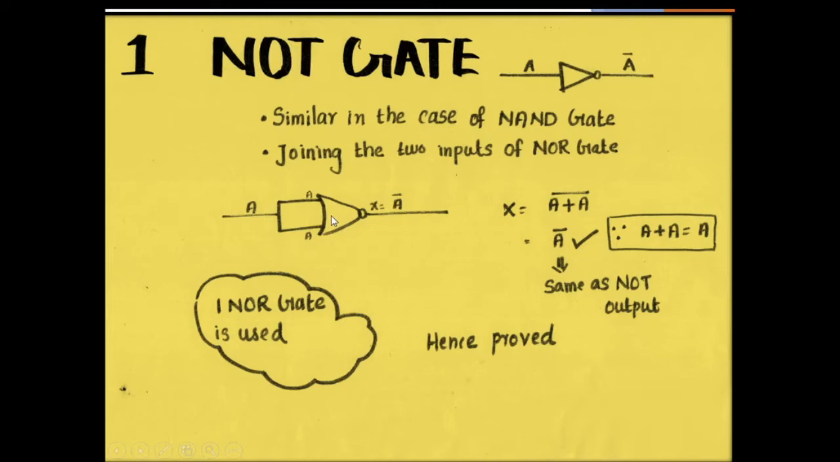Here, the input is A and the two inputs are A. Here, we are joining the input A, and the output of NOR is A plus A whole bar. Since A plus A is A itself, we can write it as A bar. This is the same as NOT output. So we obtain the output of NOT gate. Here the input is A and the output is A bar. Hence, this is the implementation of NOT gate. Using only one NOR gate, we constructed NOT gate.